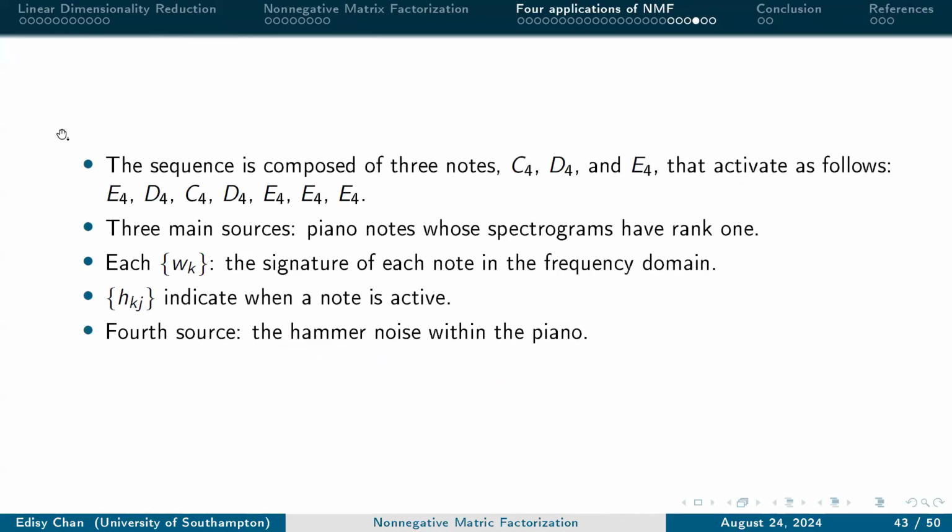In this case, we have 3 main sources, the piano notes C4, D4, and E4. Each WK will be the signature of each note in the frequency domain. Those HKJ, the entries in the H, indicate when a note is activated. We also actually have a 4th source because we have some noise, for example the hammer noise within the piano.